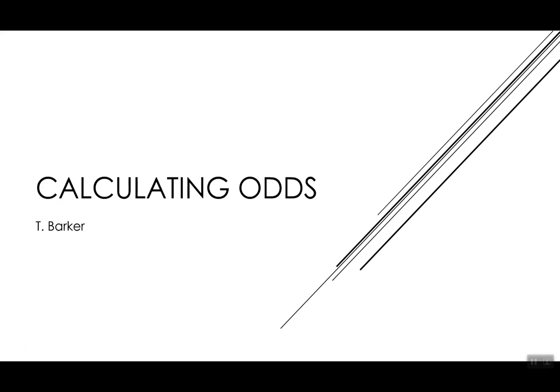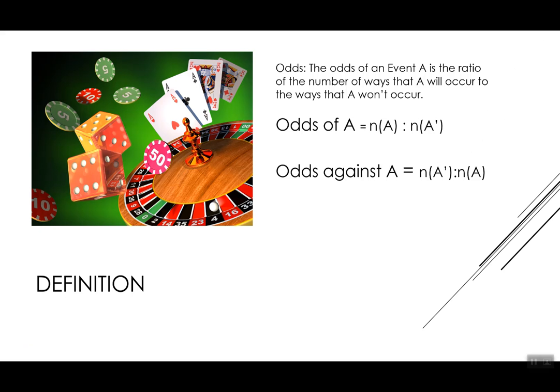Today we're going to cover calculating odds. The odds of an event A is the ratio of the number of ways A can occur to the number of ways A won't occur. So here we have the odds of A is the number of ways of getting A to the number of ways of not getting A.